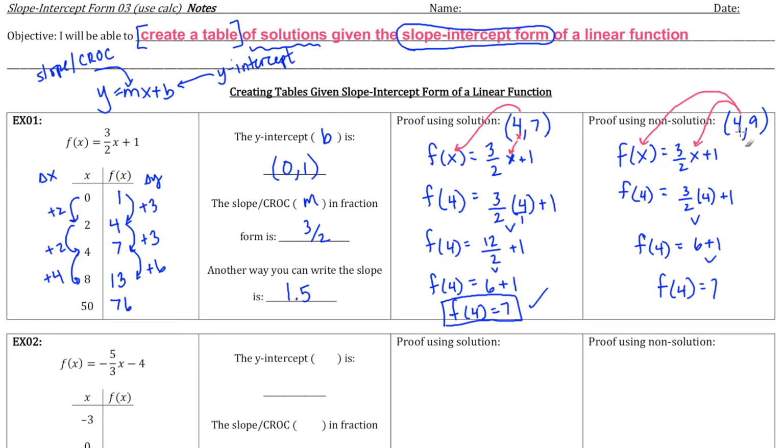So if you look here, in this one, it was correct, because f of 4 was 7. So when x was 4, y was 7. But in this one, we would count this as incorrect, or this is proved, because we said that f of 4 would be 9, but when we did it, f of 4 was 7.